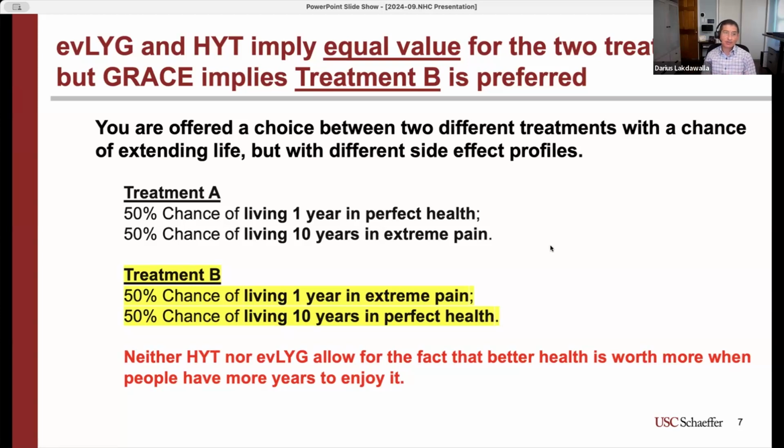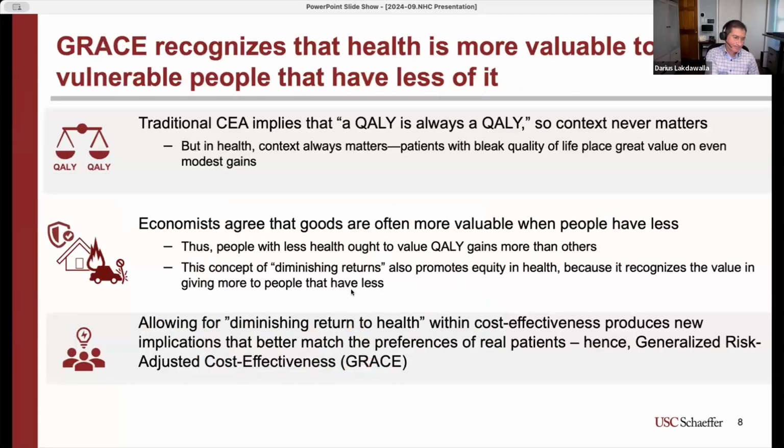So this is an example of how GRACE provides more flexibility to account for the real preferences of human patients, as opposed to, I think, alternatives that have much more narrowly constrained possibilities for acceptable preferences. And I'll talk a little bit more about the foundations of this in a simple way as we move forward. But for now, file this away as an example of consistency with preferences.